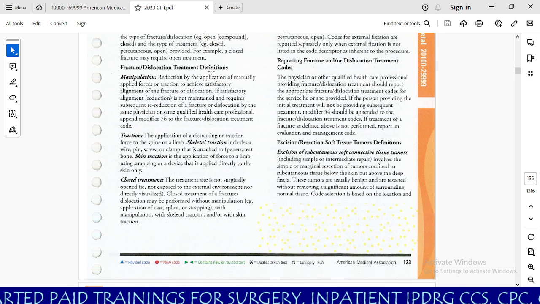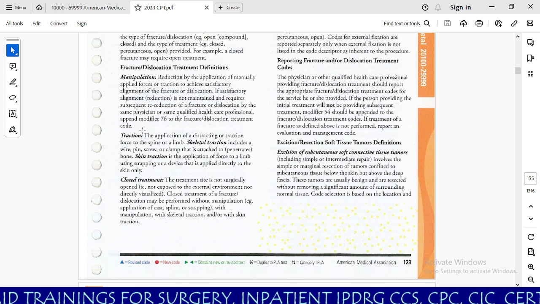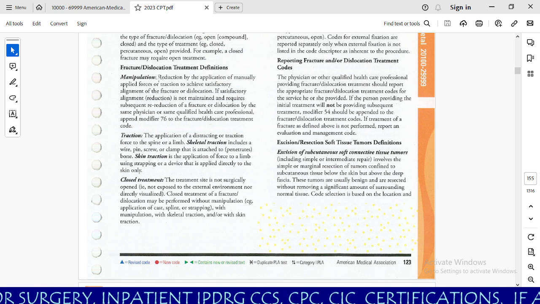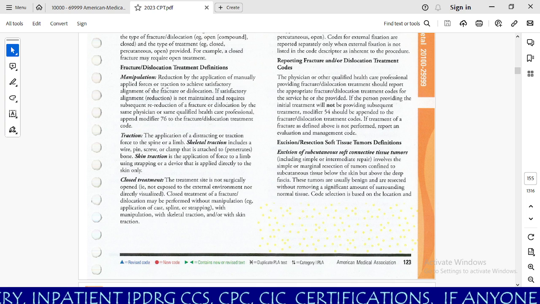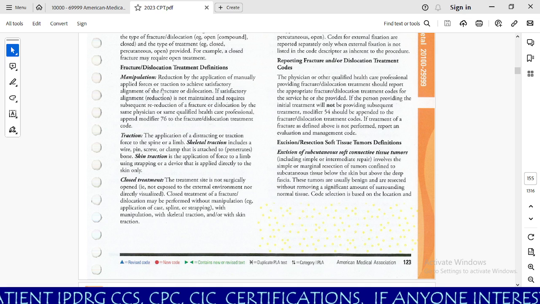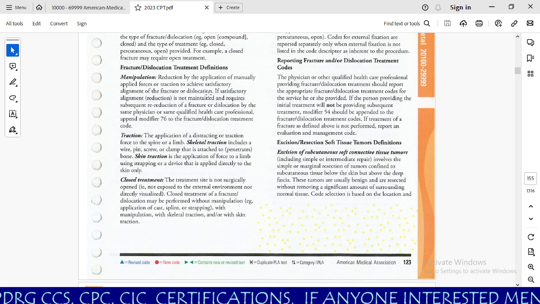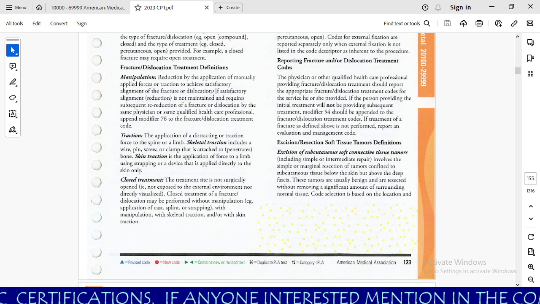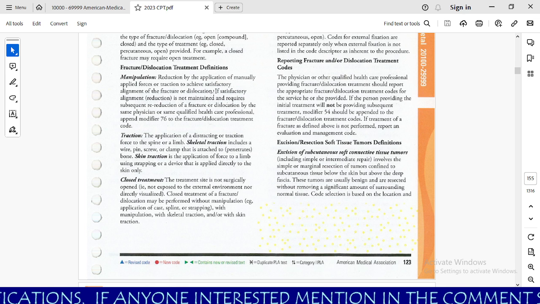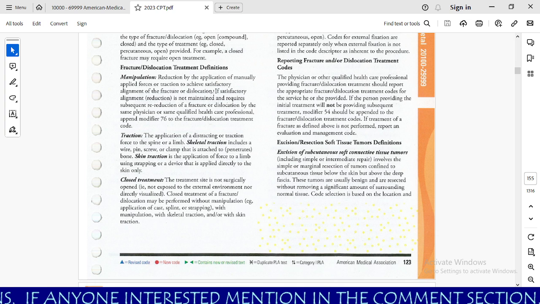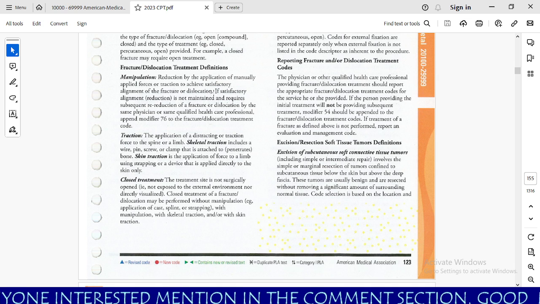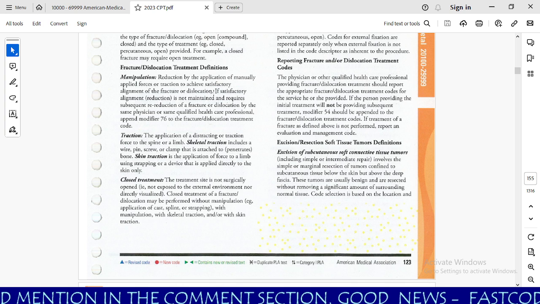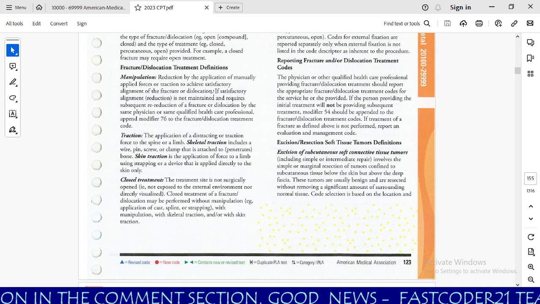Next we have fracture dislocation treatment definitions. These definitions are very important in order to understand musculoskeletal system fracture repair. So here we have manipulation: reduction by the application of manually applied forces or traction to achieve satisfactory alignment of the fracture or dislocation. So manipulation and reduction are synonyms. You need to remember that if the documentation contains reduction, it is manipulation. During the manipulation process, the physician will apply hand force. He will use the hand and align the fracture site.